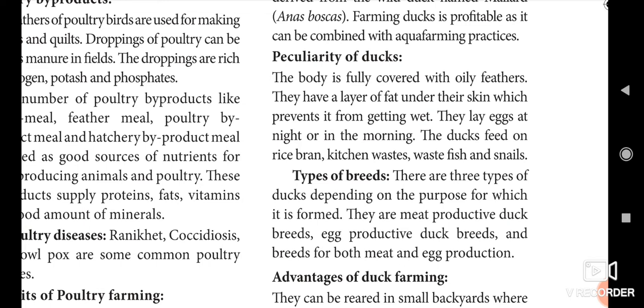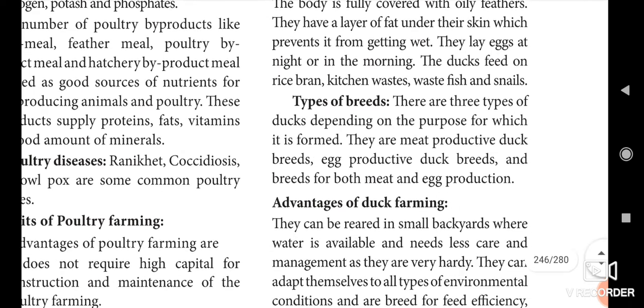Then next, the types of breeds. There are 3 types, depending on the purpose for which it is reared. They are meat productive duck breed, egg productive duck breed, and breed for both meat and egg production. We already know what they are: meat productive duck, egg productive duck, and dual purpose, which means both meat and egg production.